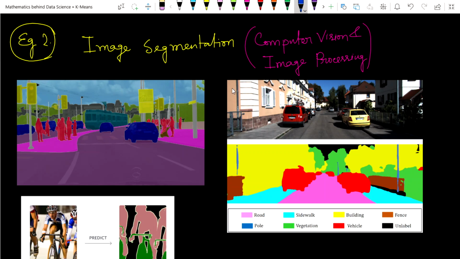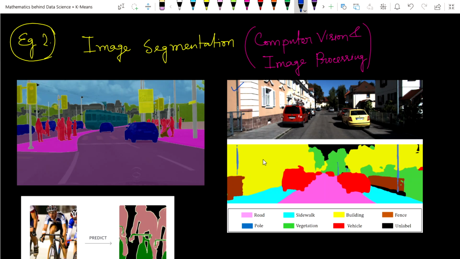Let's start with this example. With human eyes, if you see this picture, there are some cars, some buildings, and a road. But how will a computer learn these things? Let's use the concept of image segmentation here. After applying image segmentation, the image is displayed with various groups of colors.